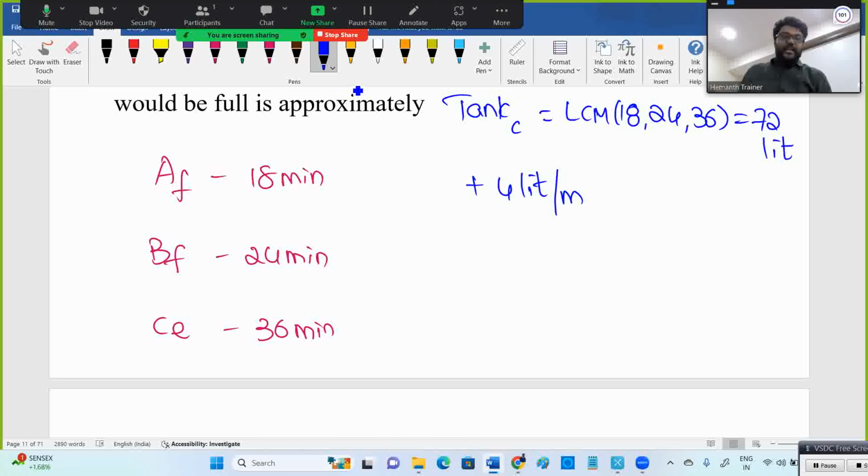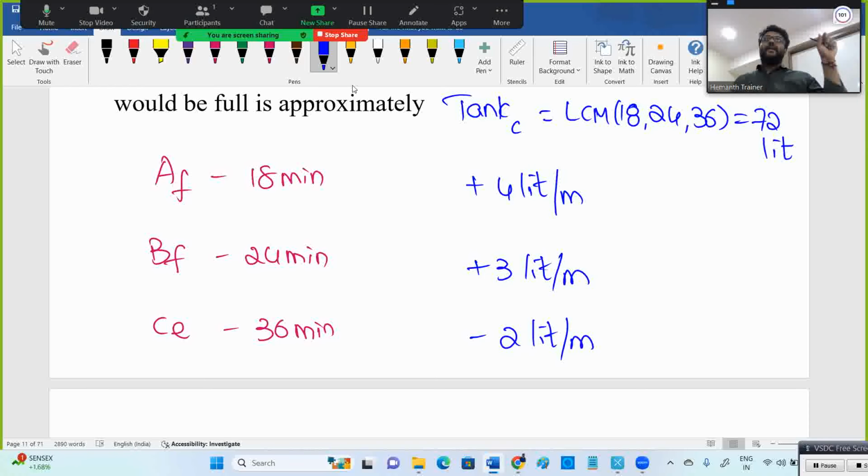Okay. Now 72 liters in 24 minutes, filling or emptying? Filling means plus 3 liters per minute. I hope you understand minus here. Why minus? Emptying. Some basic questions they'll ask: all 3 pipes are open, what is the time taken? It is a very basic question. All 3 pipes open means 4, 3 and minus 2: plus 7 minus 2 means plus 5. 72 divided by 5 will give the answer actually, if all 3 pipes are open at a time.